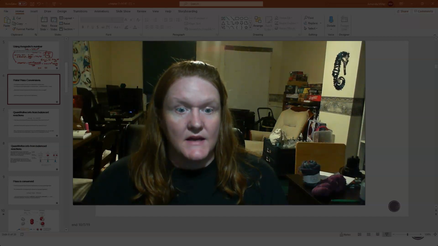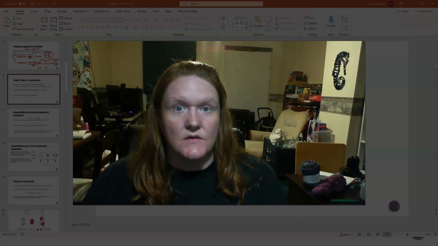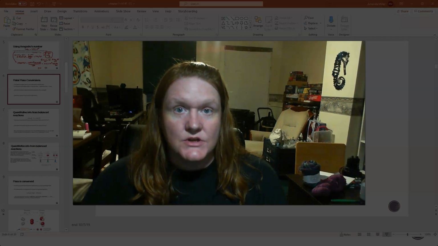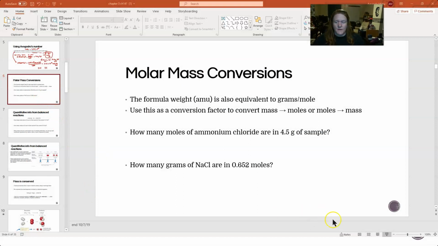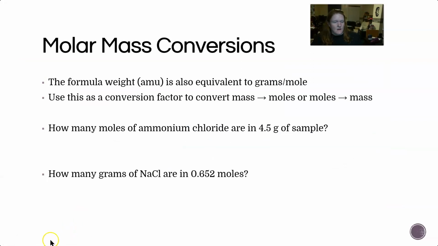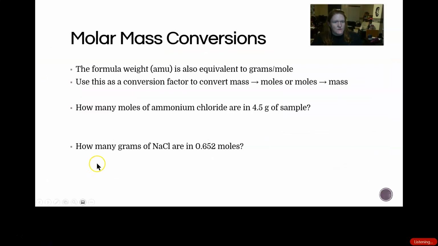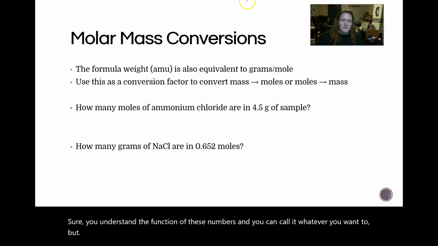Okay, so we're going to dive back in a little more to the idea of molar mass conversions, which has a lot of synonyms in it. I use them interchangeably, and so will a lot of people in your future experience in school. I just want to make sure you understand the function of these numbers, and you can call it whatever you want to, but I use molar mass a lot.